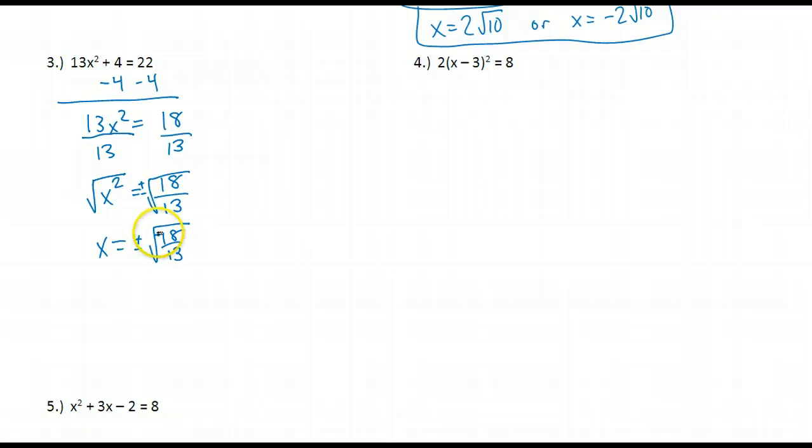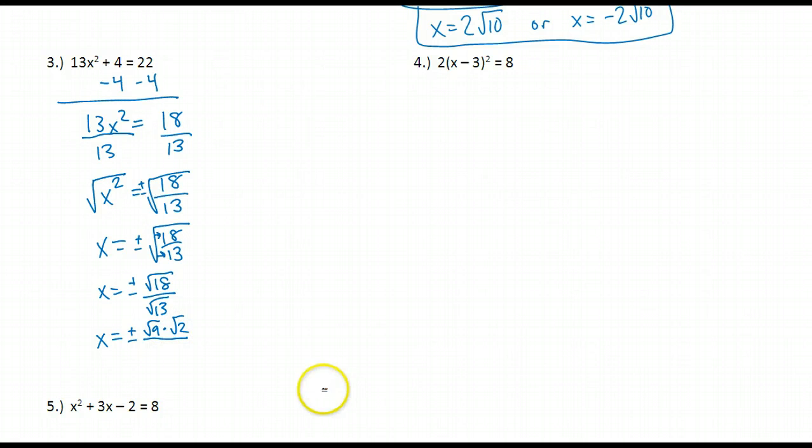I can distribute the square root to the numerator and to the denominator. So I have the square root of 18 divided by the square root of 13. Now I can treat the numerator and the denominator as separate problems. The square root of 18 can be simplified down to the square root of 9 times the square root of 2. Which simplifies down to 3 square roots of 2 over the square root of 13.